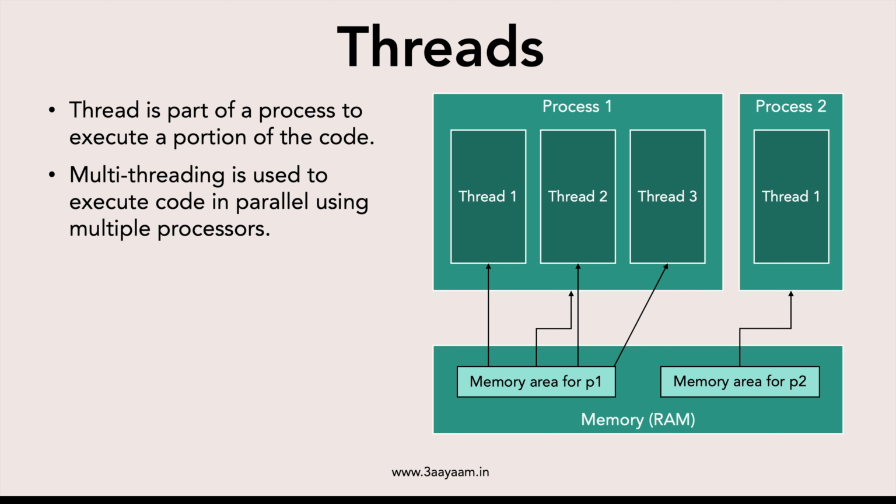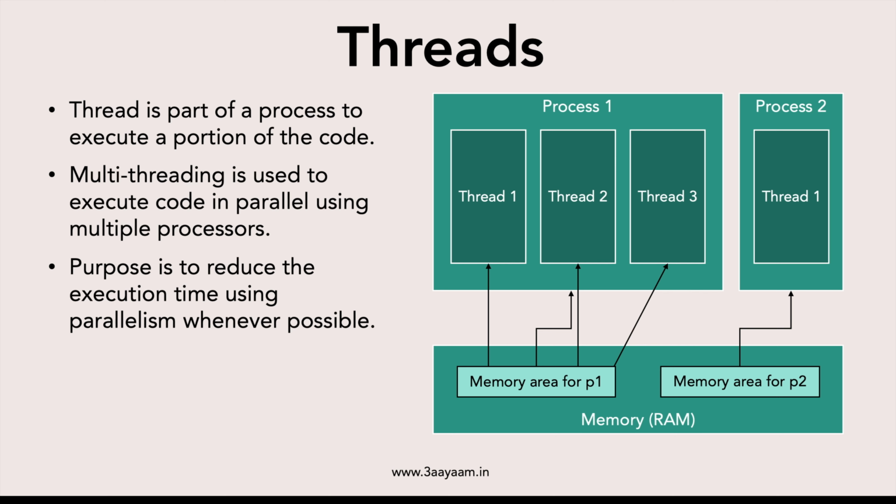Then once that is done, the second file would be read. But as you have two files and you are doing the same processing on both the files, you can actually use multi-threading to read the two files in parallel, because there are multiple CPUs or multiple processors in your machine. So that would make the code execute faster. So that is the whole and sole purpose, to reduce the execution time using parallelism whenever possible. So this is an important thing to remember.